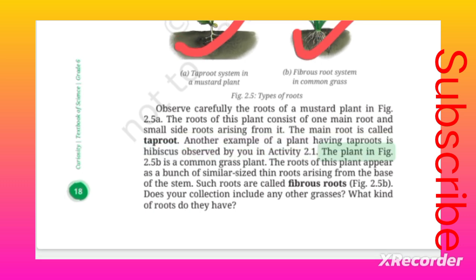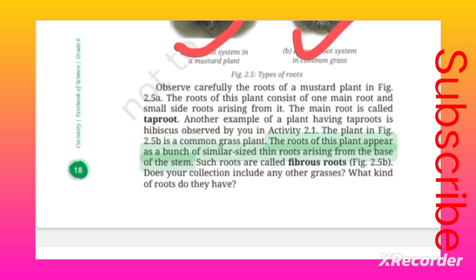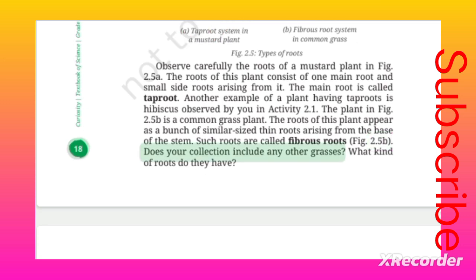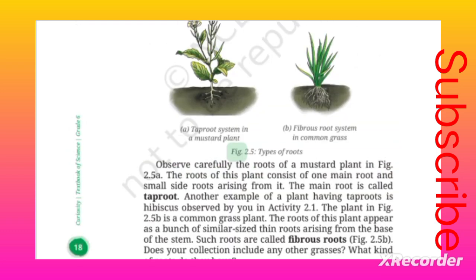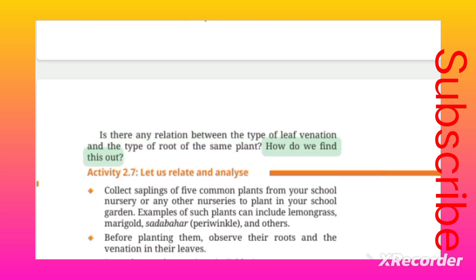The plant in Fig. 2.5b is a common grass plant. The roots of this plant appear as a bunch of similar-sized thin roots arising from the base of the stem. Such roots are called fibrous roots. Does your collection include any other grasses? What kind of roots do they have? Is the type of root the same for all plants of the same kind? How do we find this out?